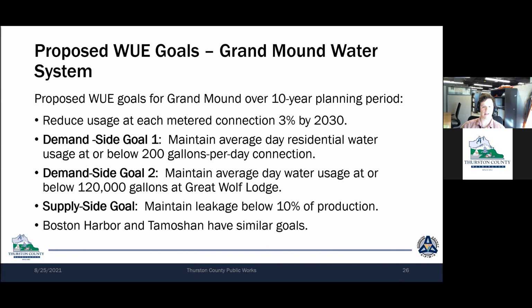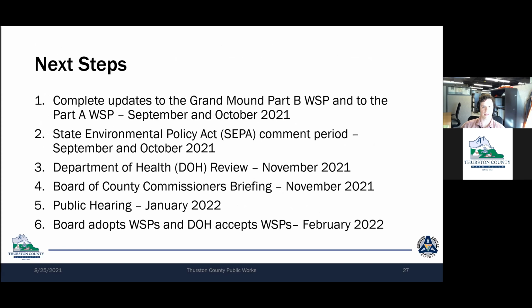Now we will move on to the next steps. Next steps for the water system plans are to complete updates to the Part A and Part B water system plans in September and October of this year, during which they will also go through the State Environmental Policy Act comment processes. Then, once any necessary adjustments or updates have been made following the SEPA process and following your feedback, the plans will be submitted to the Department of Health for review.